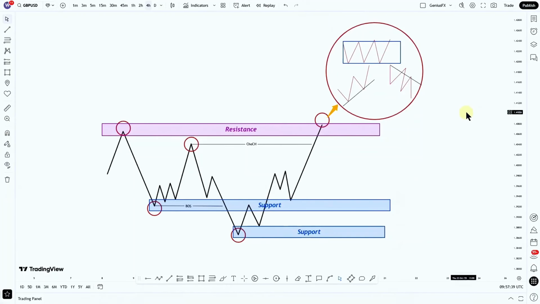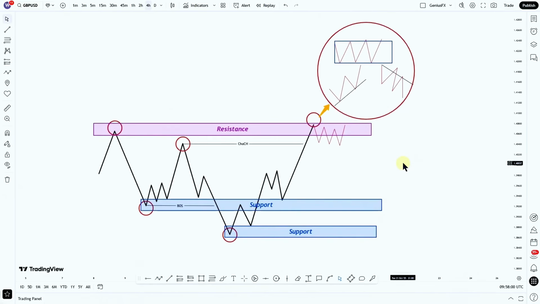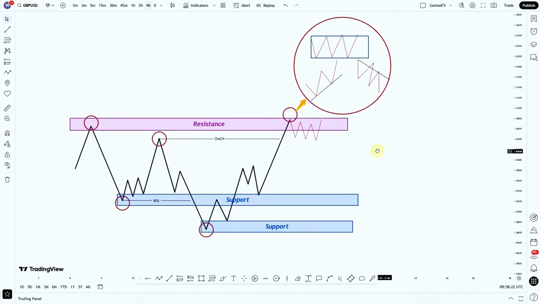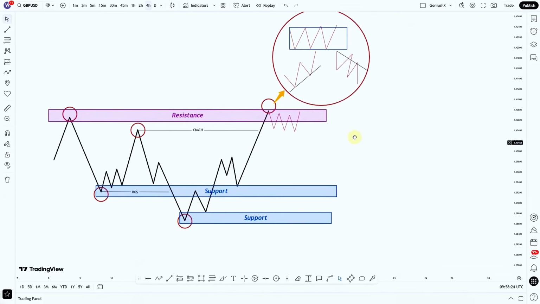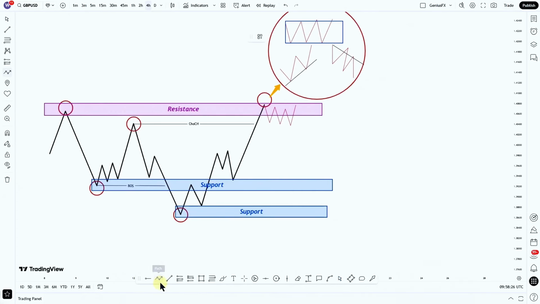Now your entry. When price is forming a build-up in your area of interest, that is where you look for entries. Now this is where the real work starts. Once price is building inside your zone, that is your moment to focus on entries. The type of build-up tells you everything, whether to enter, wait, or to walk away.